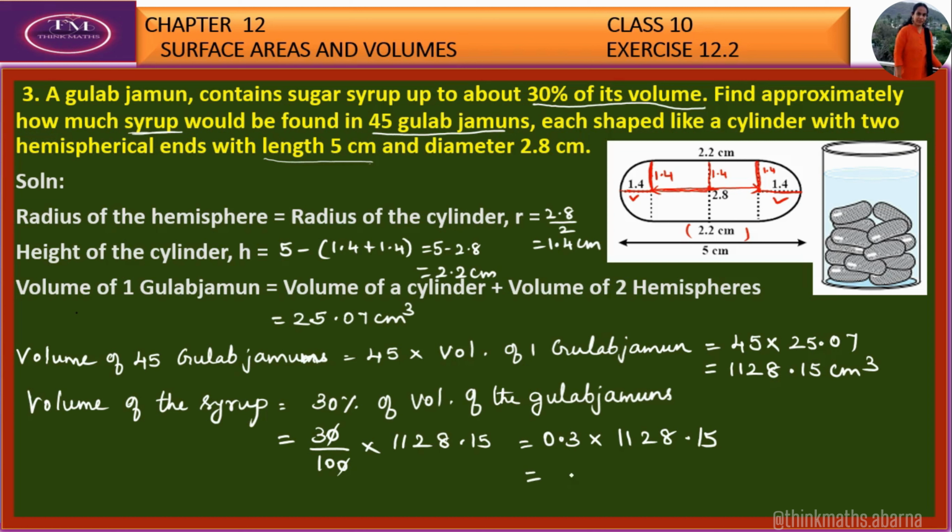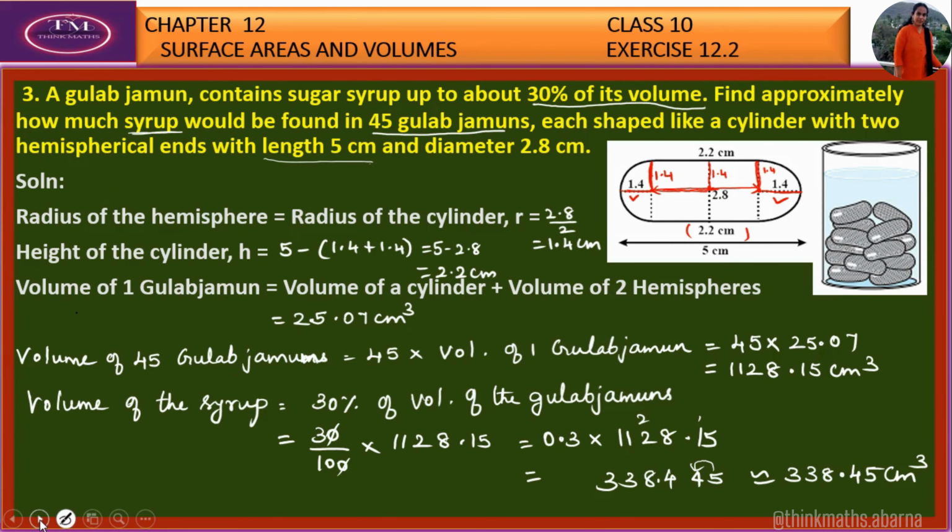1128.15. So if we multiply the values, 3 5s are 15, balance 1, 2 ones are 3, plus 1 is 4, 3 8s are 24, balance 2, 3 2s are 6, 6 plus 2, 8, and 3 ones are 3, 3 ones are 3. So the decimal is before 3 numbers. So putting a decimal here, it is 338.445. So approximately 338.45. So you can add the values, there is 5. So 338.45 centimeter cube. So this is the volume of the syrup. Okay, children, I hope you can understand this problem.